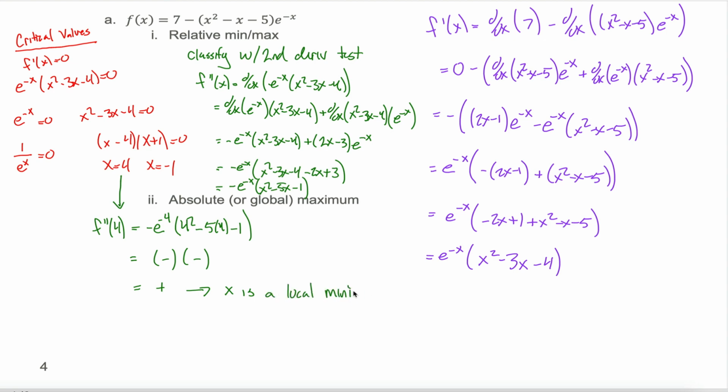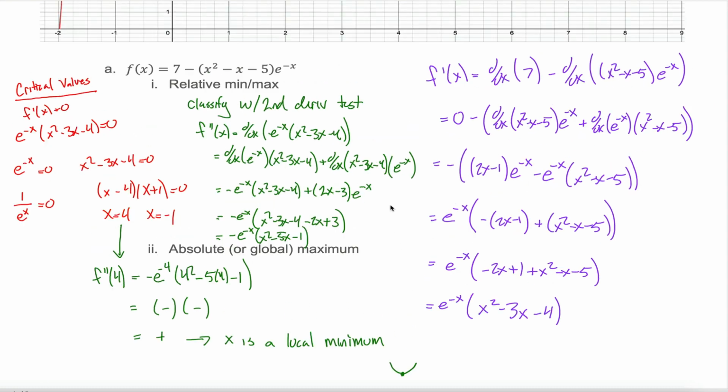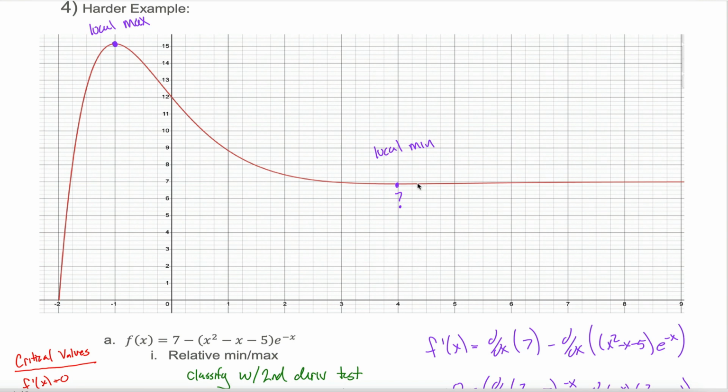Wait, local minimum? Why is it a local minimum? Because if the second derivative is positive, you're thinking concave up, so it kind of has this shape, and the critical value is the flat part of this bowl, which is definitely a local minimum. If you look really carefully, you'll see this shape right here. It's just a super shallow bowl. Couldn't get a whole lot of liquid in there, but a bowl nonetheless.